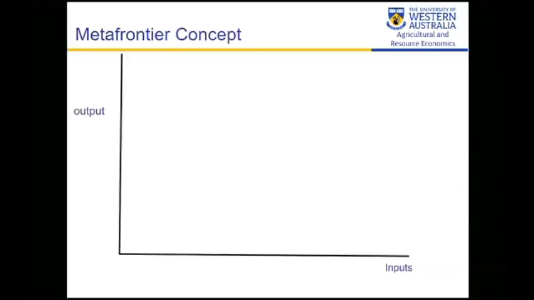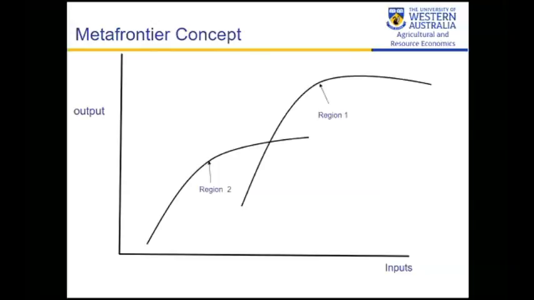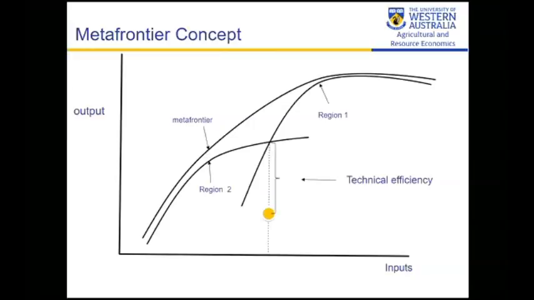Just to illustrate that, in the typical input and output relationship, assuming we have two groups or two regions, we are saying that the meta-frontier is the overall or maximum potential output in the industry, and that envelopes the group frontiers. You know, the meta-frontier and the group or the regional frontiers. Now the distance between a particular unit or farm or farmer and the regional frontier is what we refer to as technical efficiency. And the distance between the regional frontier or the group frontier and the meta-frontier is the technology gap.